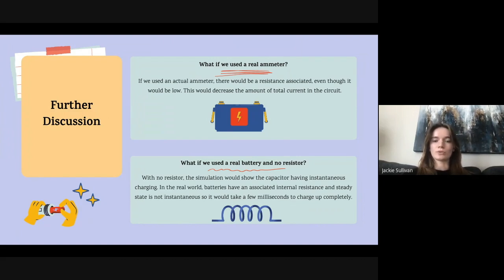And then what if we used a real battery and no resistor? With no resistor, you would assume that a capacitor would instantaneously charge, and in the simulation, it would show this. But in the real world, batteries do have an associated internal resistance, and also steady state is not something that is going to be instantaneous. So it would probably take a few milliseconds before the capacitor would charge up completely.